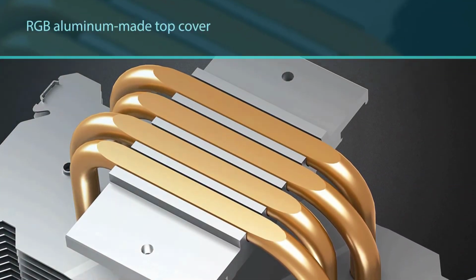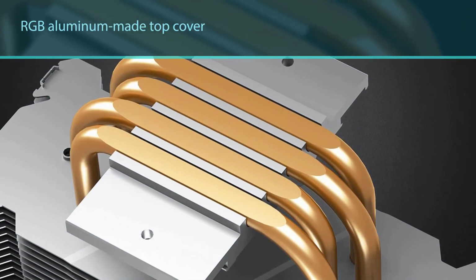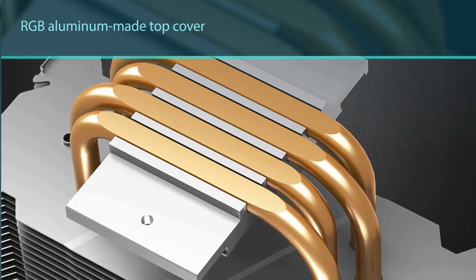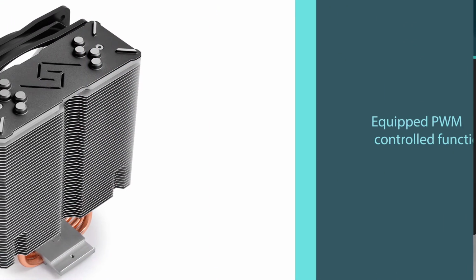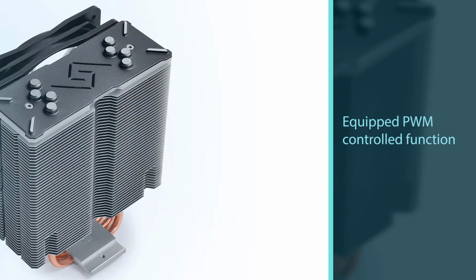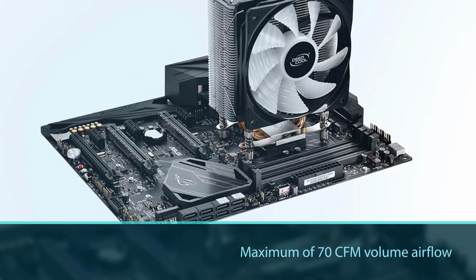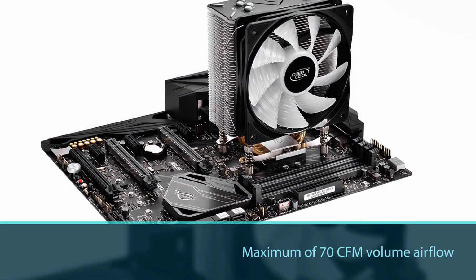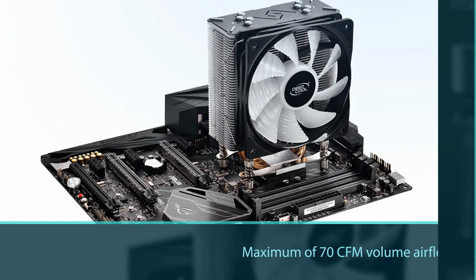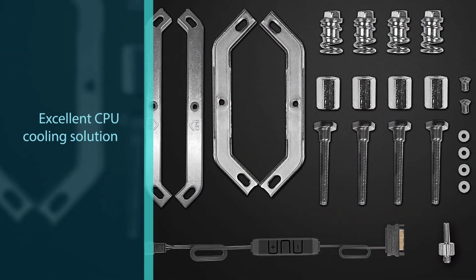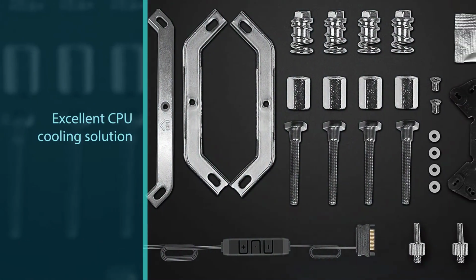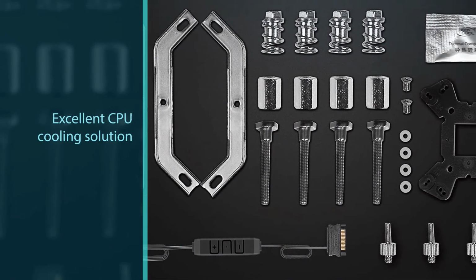RGB aluminum-made top cover and RGB fan are synchronized to present amazing colorful lighting effects. It is also equipped with a PWM controlled function and delivers a maximum of 70 CFM airflow with low noise and turbulence, becoming an excellent CPU cooling solution that provides minimum thermal resistance, excellent ease of use, and outstanding reliability.